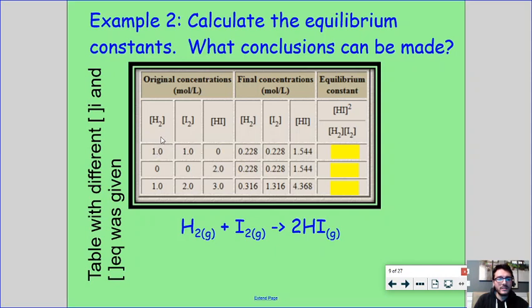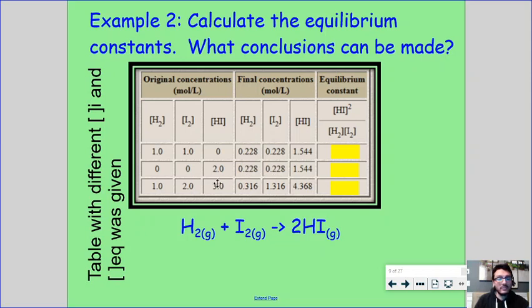So originally we can say we have a concentration of our reactants at 1 mole per liter. No products, right? And in this trial, after it's reacted and it's reached equilibrium, we then have these concentrations, 0.22, 0.22, 1.544. Now same setup here, except in our second trial we begin with hydrogen iodide, just product. Turns out then, after you let it reach equilibrium, you end up with the same concentrations.